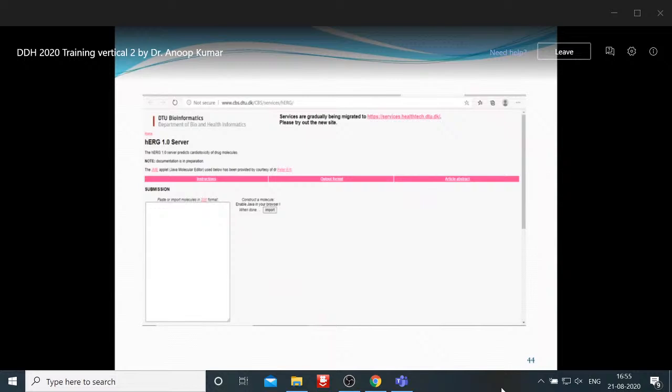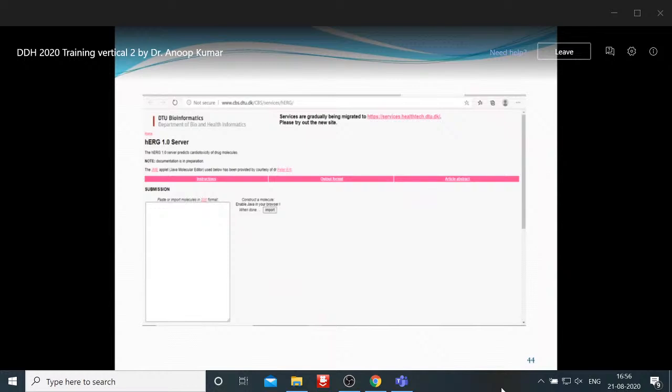But when you are doing this, whenever you get the data, just understand the web server, what its limitations are, and on what basis that web server is designed. Suppose you are going to predict toxicities in rat or mice or in human, so accordingly you have to think of what your objective is, and accordingly you can choose which web server is the best for you.